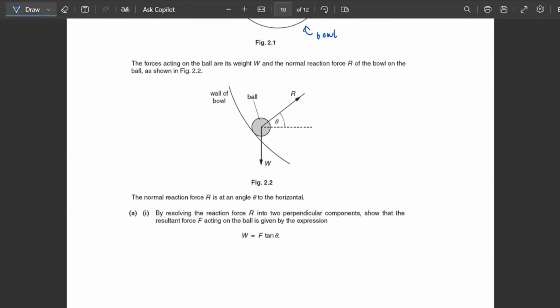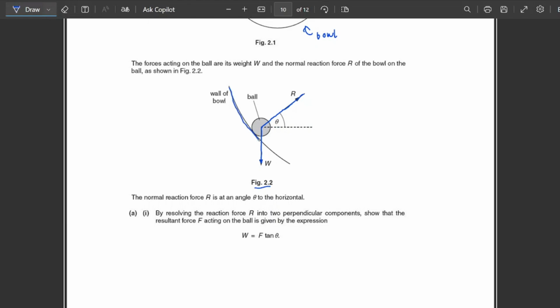In the next part it says the forces acting on the ball are its weight and the normal reaction force R of the ball on the ball as shown in figure 2.1. So this is the normal reaction force, which is like this. It's acting in this direction. Then we got the weight of this ball acting downwards. Now, some of you may be like, okay, why is this not the reaction force? Shouldn't this be the reaction force? Well, no, that should not be the reaction force. And the reason for that is because the reaction force is always perpendicular to a surface.